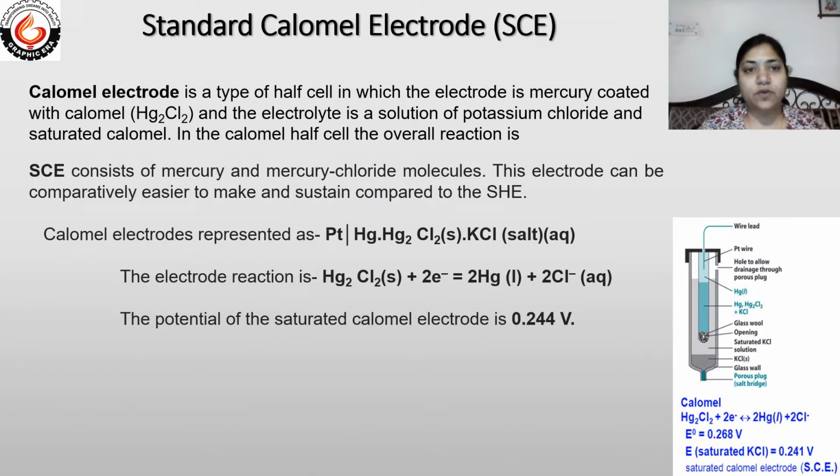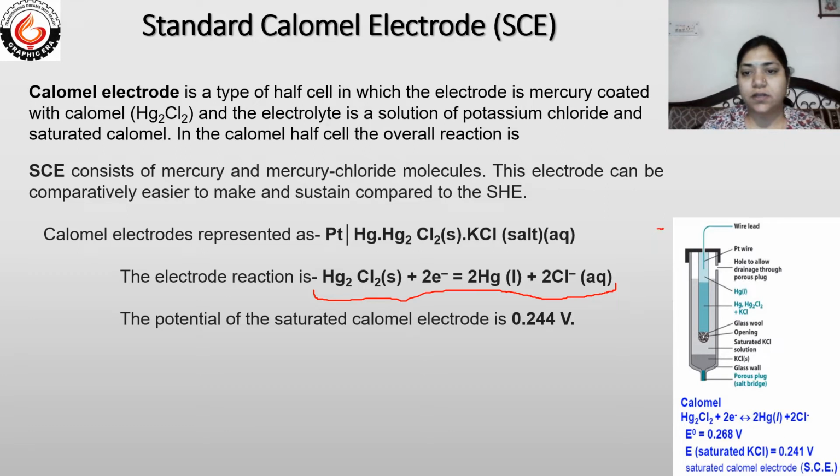The first example of a secondary standard electrode is the standard calomel electrode, abbreviated as SCE. The standard calomel electrode is again a type of half cell, in which the electrode is mercury coated with calomel. Calomel is Hg2Cl2, mercury chloride, and the electrolyte used in this cell is a solution of potassium chloride and saturated calomel. In the calomel half cell, the overall reaction is given by this reaction. This is the reaction of the calomel cell.